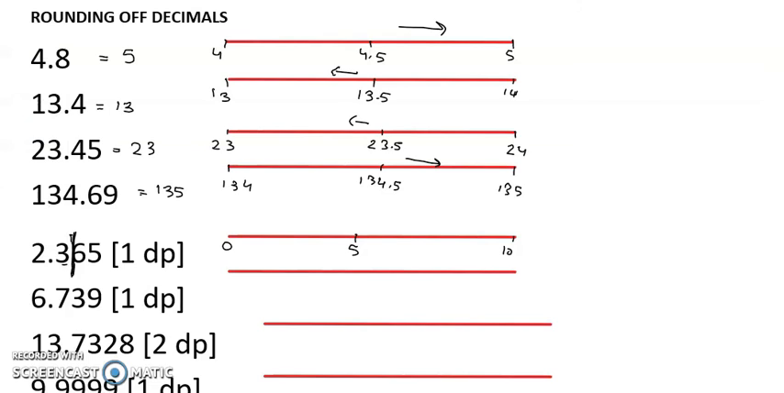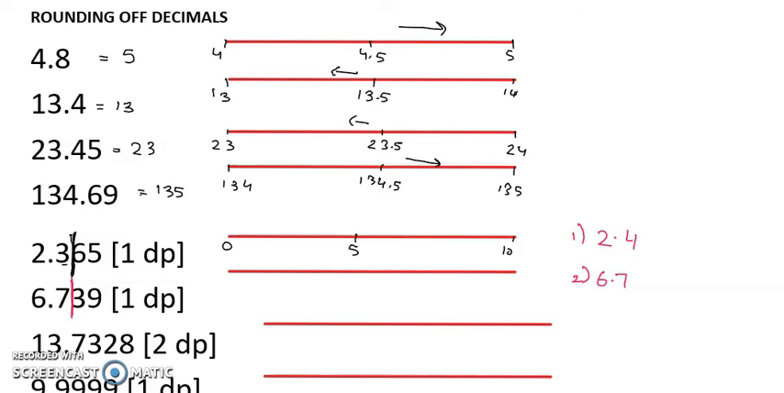So writing it down here, 2.4. Okay, again one decimal place. This is my cutoff value, 7. After 7 I have 3. This 3 is lesser than halfway, so my answer will remain 6.7.